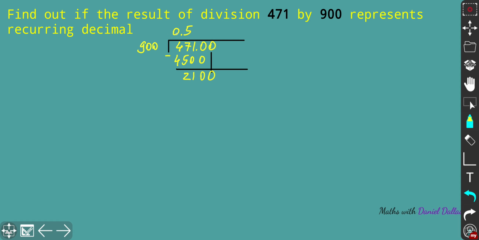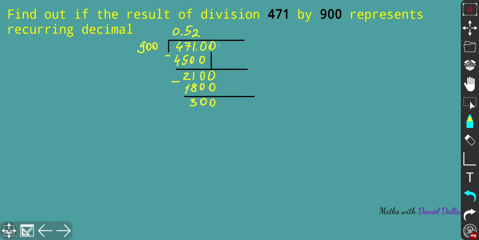How many times can you take? Only 2. So you multiply 2 by 900 back, and you'll get 1,800 in a row. Then you again do subtraction. You subtract this number from your 2,100, and you'll get 300. So the remainder here is 300.